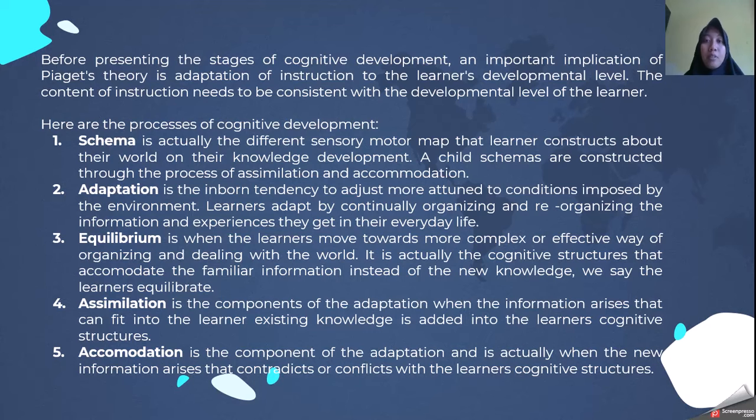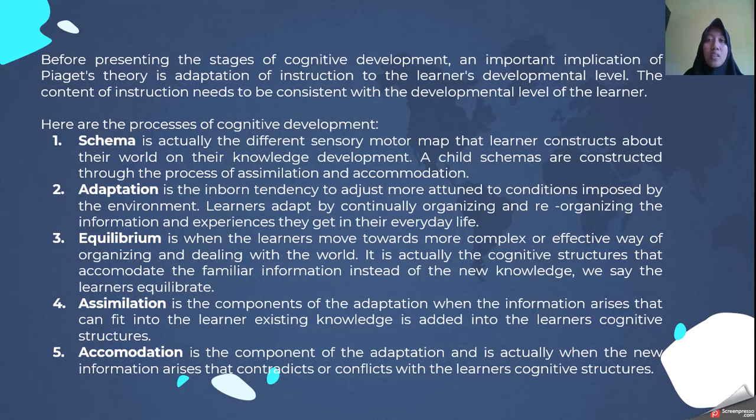There are five processes. Starting from the first one, it's about schema. Schema is actually the different sensory motor maps that learners construct about their world in their knowledge development. So it means a child's schemas are constructed through the process of assimilation and also accommodation.